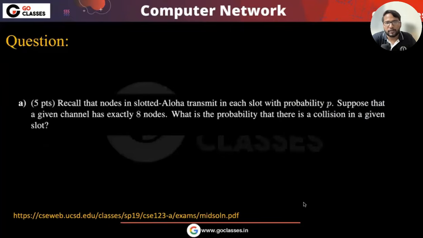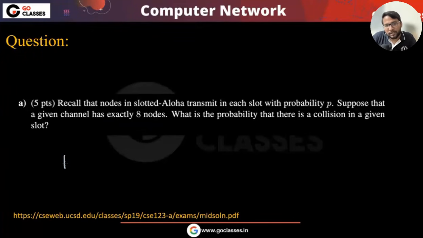Okay. So maybe I can directly tell you the questions. So let's solve this question. What they're saying, recall that nodes in the slotted Aloha transmit each with the probability, let's suppose P. Now suppose that a given channel has exactly 8 nodes. Then what is the probability there is a collision in a given slot? Okay, so what is the probability there is a collision?